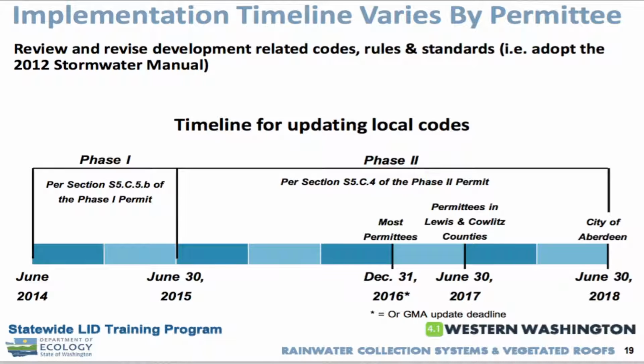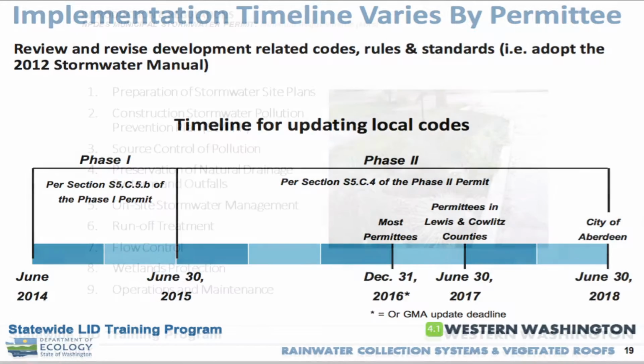By December 31st, 2016 at the latest, all of those jurisdictions you saw on the list will basically be updating their codes to reflect the requirements for the LID approach that are contained in the 2012 manual. Many jurisdictions are not waiting for that timeline and have already adopted these requirements. Many jurisdictions are already using the 2012 manual for their technical requirements. A whole series of jurisdictions have already fully adopted the 2012 manual. So depending on what jurisdiction you're working in, you will likely need to be working with these shortly.